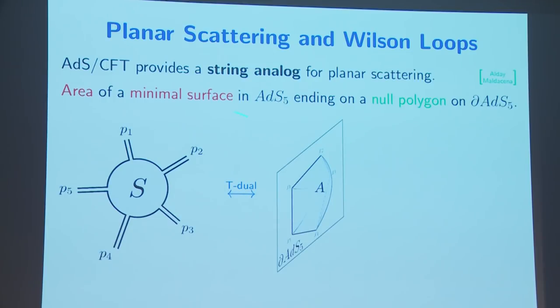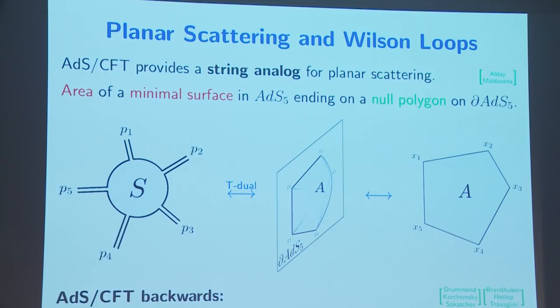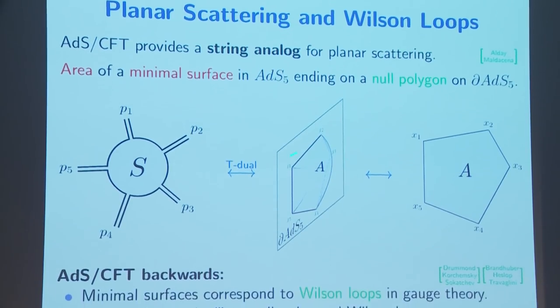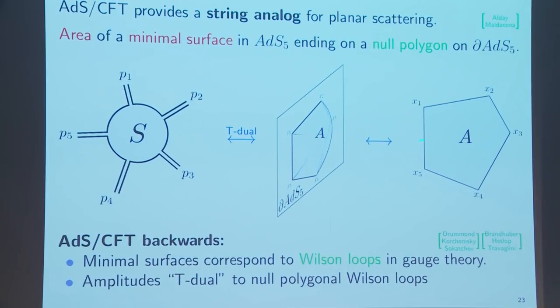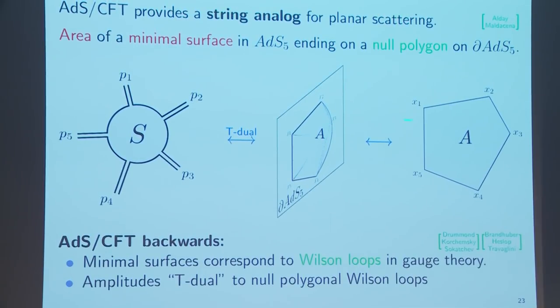This minimal surface is determined by a certain null polygon which ends on the boundary of AdS5. And the nice thing is that by using this duality, you can also use another correspondence in this AdS/CFT dictionary, namely saying that a minimal surface in AdS5 ending on some contour on the boundary corresponds to a Wilson loop observable in the gauge theory.